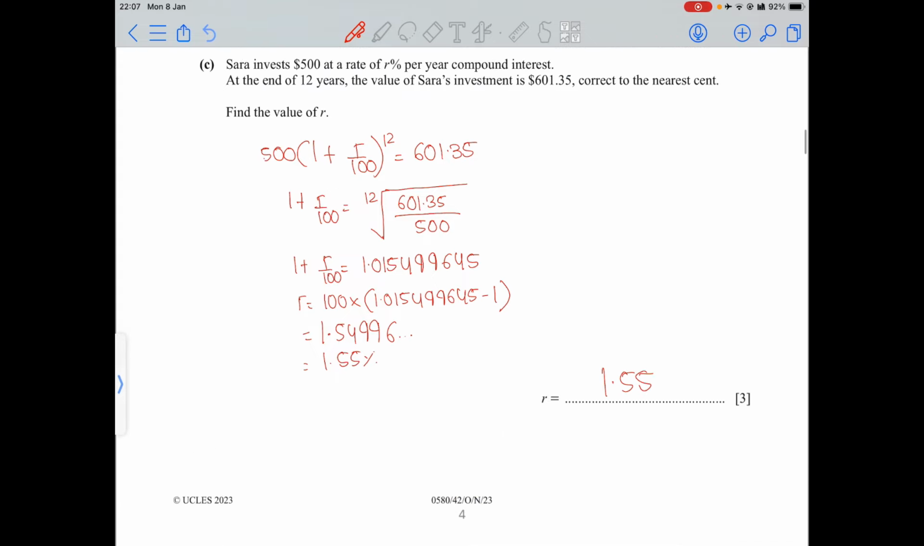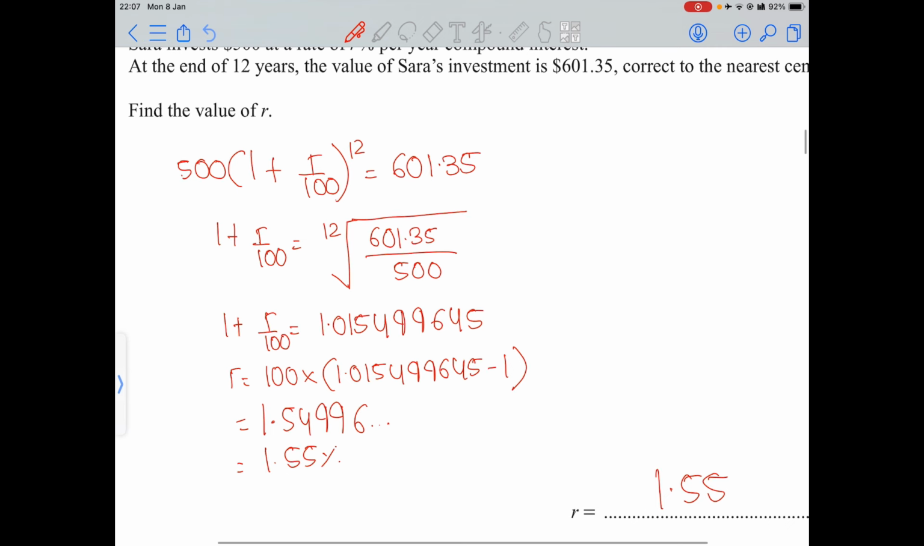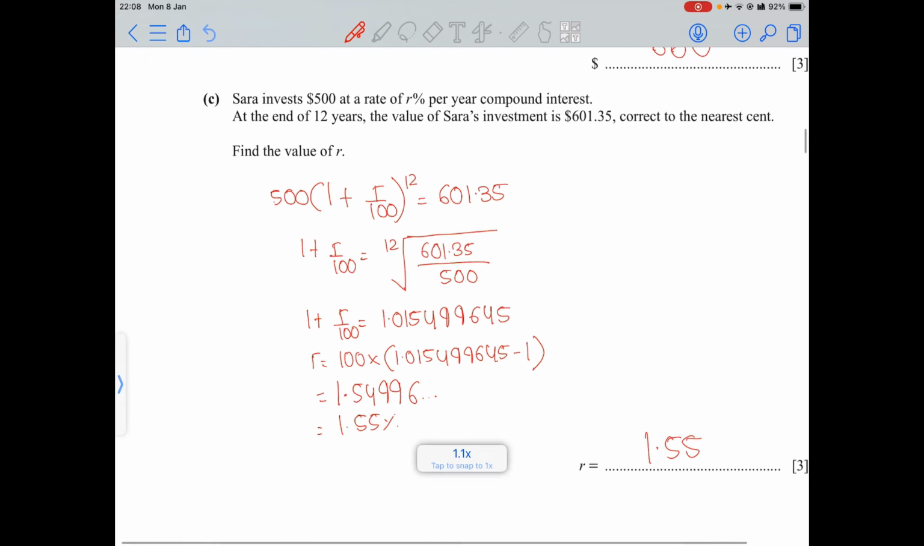Now remember, you can check your answer by taking the whole value you got in the calculator and putting it in the formula as the value of R. So 1 plus this answer over 100, and indeed, it gives me 601.35.